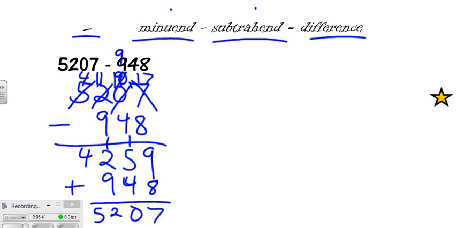All right, so minuend, subtrahend, difference, sample. Go ahead and work through that one. Pause the video and work through that problem.